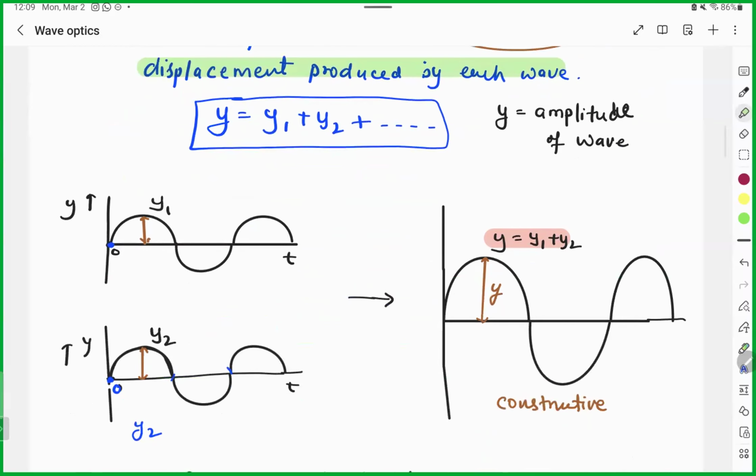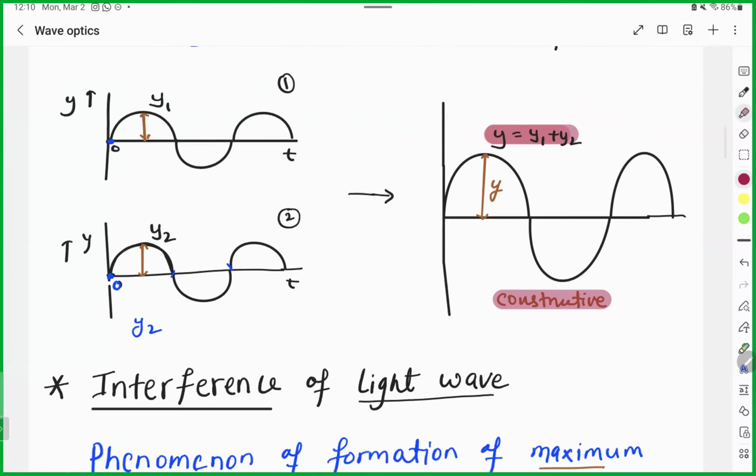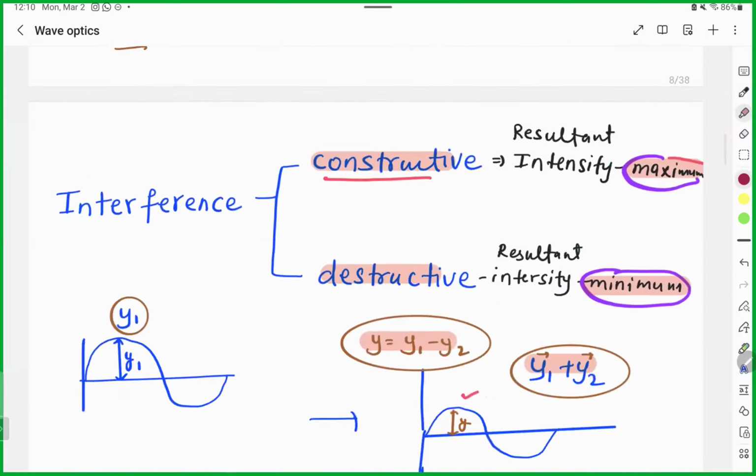Example, you see here, you have two waves, wave A and wave B. When these two waves combine, because both are present on the positive side, their final resultant amplitude will increase. Make sense? This is constructive interference. When two exactly same waves are added, it is constructive interference. And if two waves are subtracted because they are present on opposite sides, then it is destructive.